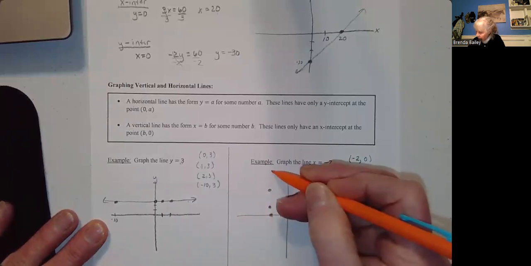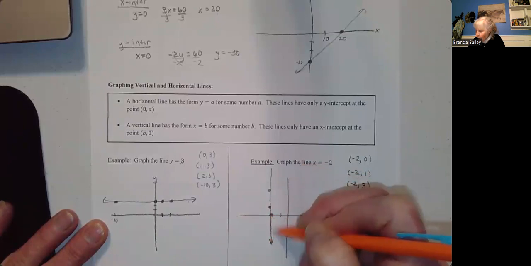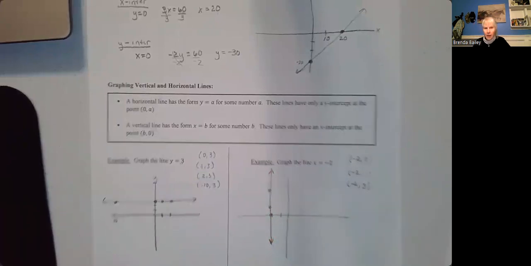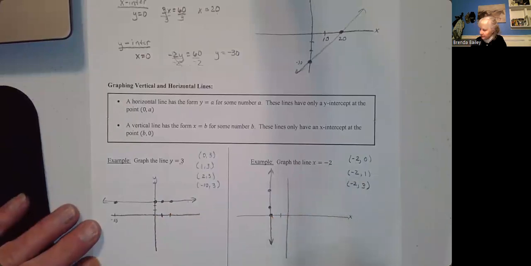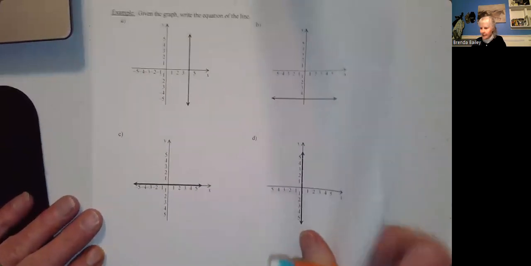So you can see what we're getting here is a vertical line. The last one was horizontal. This one is a vertical line. And notice that it hits the x-axis at negative 2, which is one way to remember that. Or you can come up with some points. Okay, perfect. Let's see what we've got on our last page here.